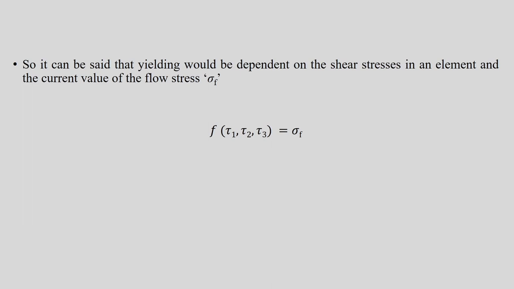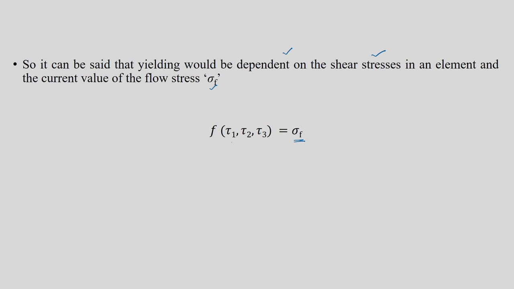Now, in a very summarized way, we can say that the yielding would depend on the shear stresses in an element and the current value of flow stress. We can say that there is a function F which depends on tau 1, tau 2, tau 3 and the flow stress. So this entire statement can be summarized in one form: F equals F of tau 1, tau 2, tau 3 is equal to sigma F.